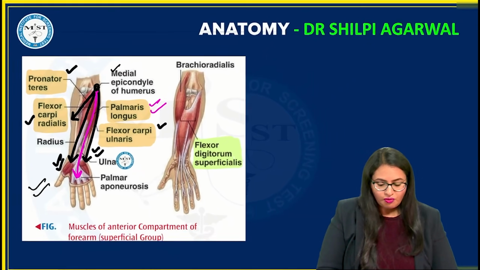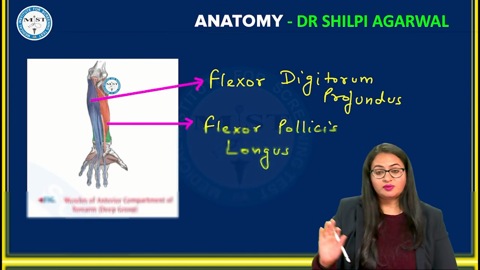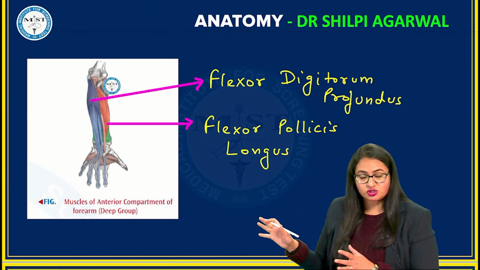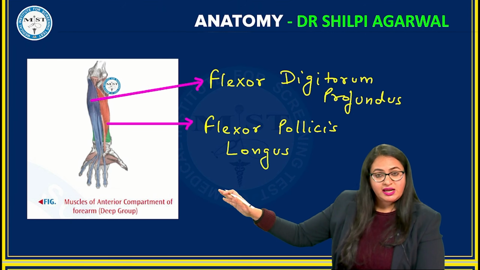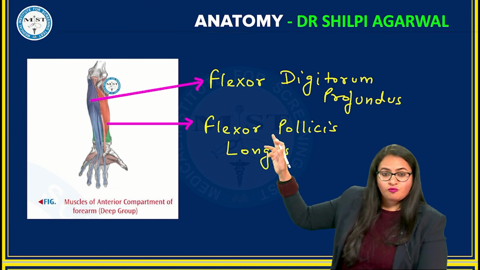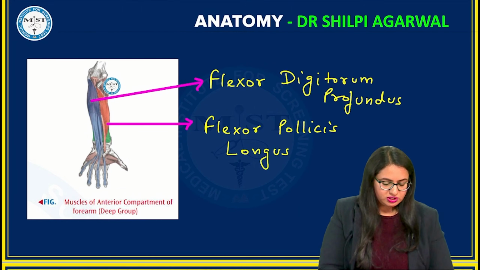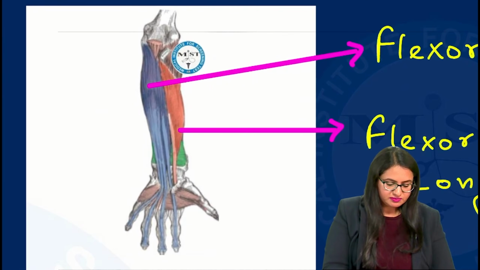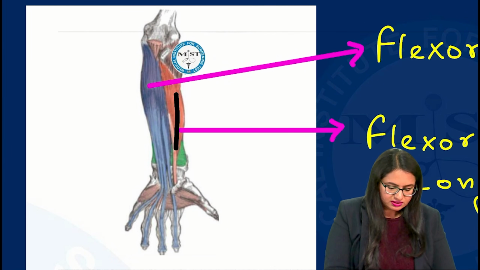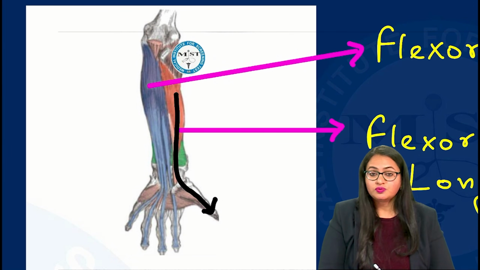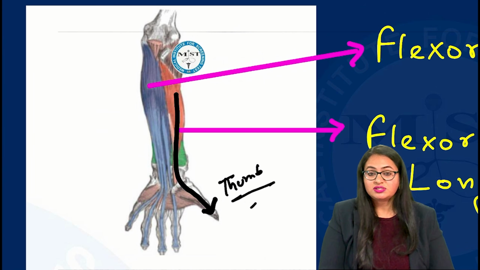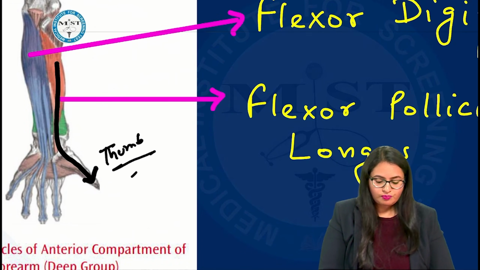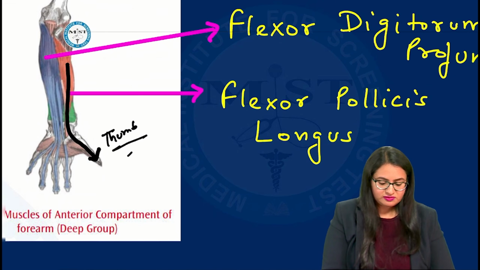When you remove all these muscles, the next image comes. Okay, this is a deeper image, showing the muscles in the deeper aspect of the anterior compartment. Now over here, let us first of all zoom the image. When we see this muscle, its tendon is going to the thumb, and because it is going to the thumb, we say this muscle is flexor pollicis longus, right? This is flexor pollicis longus.